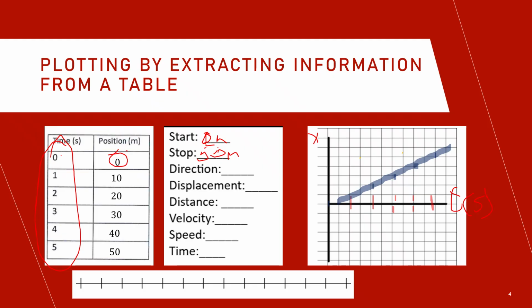Our direction, we notice that we are in the positive quadrant, so that's to the right. Let's write that down. Our displacement, it's a position time graph, so my displacement is going to be final position minus initial position. So final position is 50 minus 0 is equal to 50 meters. And that's my displacement. And the distance, total distance, we know is 50 meters.